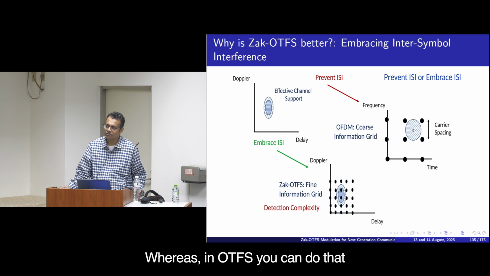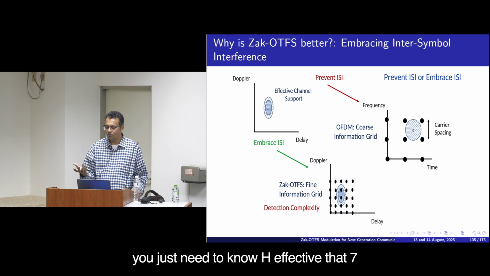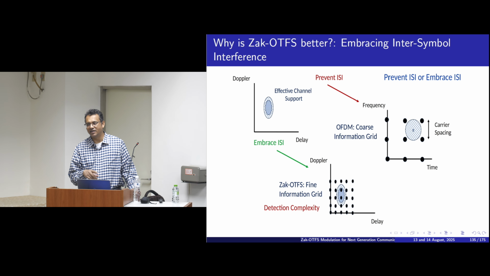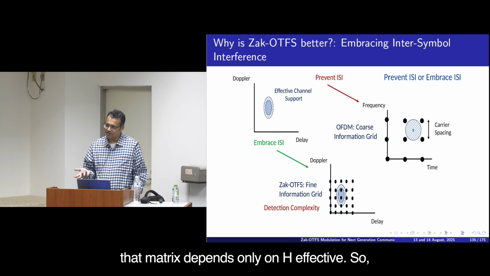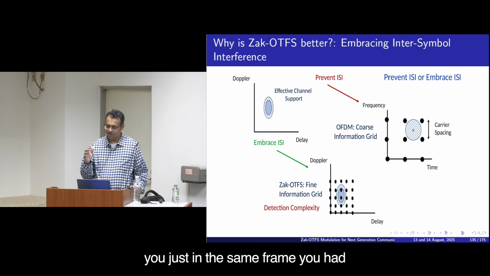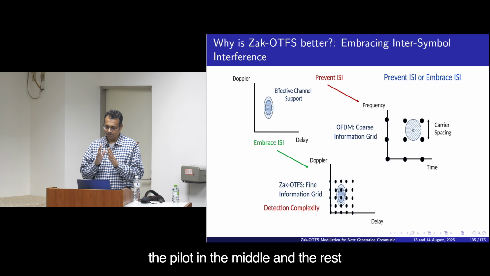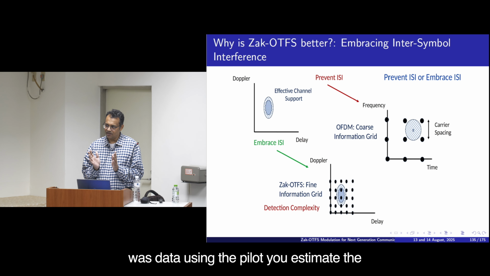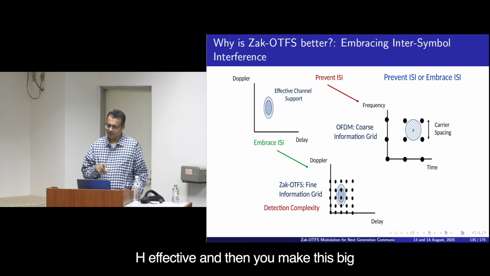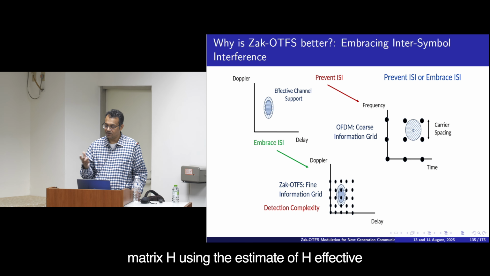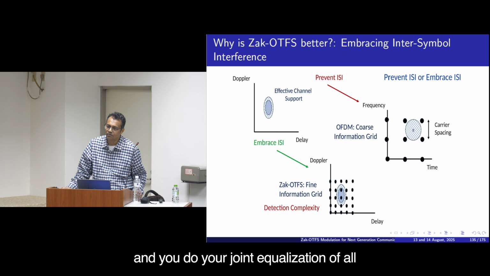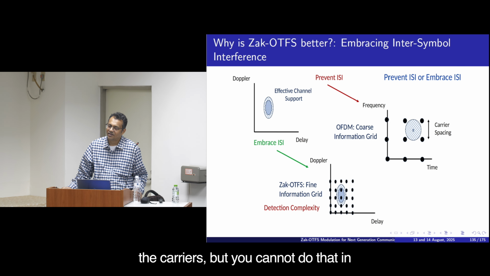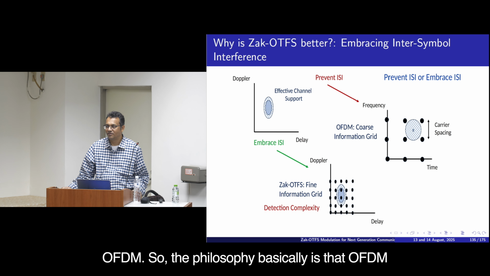whereas in OTFS you can do that. You just need to know H effective, that is all. All the entries of that matrix depend only on H effective. In the same frame you had the pilot in the middle and the rest was data. Using the pilot you estimate the H effective, and then you make this big matrix H using the estimate of H effective, and you do your joint equalization of all the carriers. But you can't do that in OFDM.